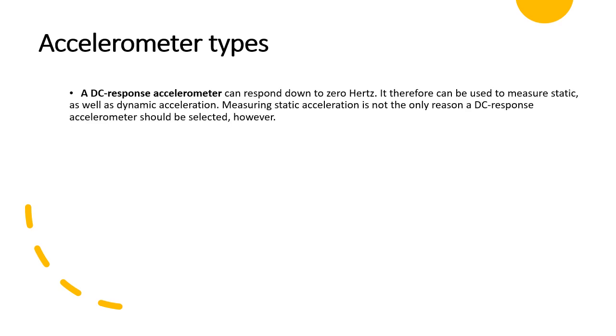On the other hand, DC response accelerometers can respond down to 0 Hz. They can therefore be used to measure static as well as dynamic accelerations.